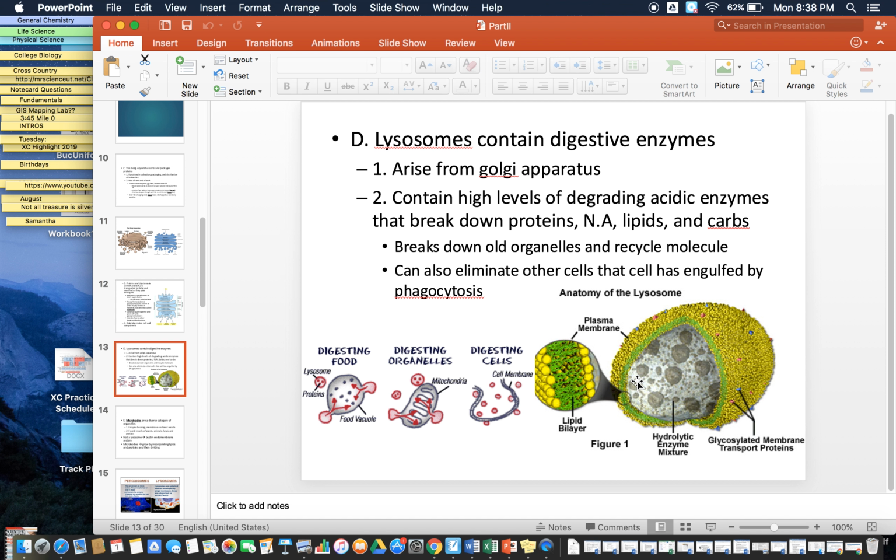One thing I like about this diagram is it zooms in on the membrane of the lysosome, and you can see that it is a lipid bilayer. So think for a couple of seconds here. Why do you think it's a lipid bilayer instead of just one layer of lipids?